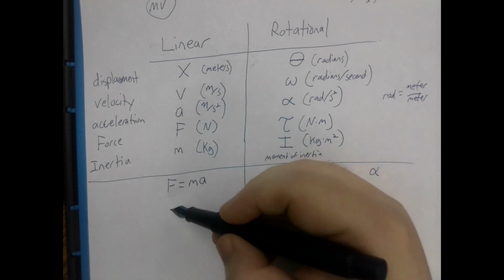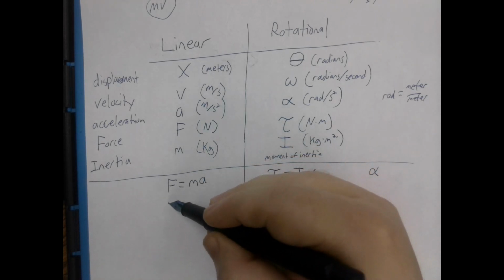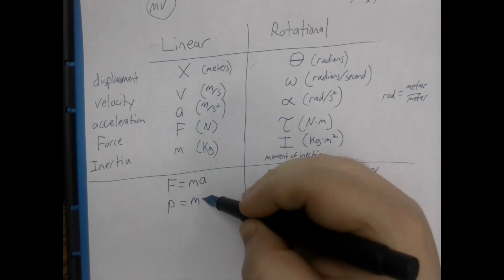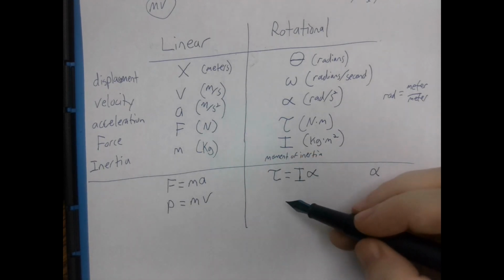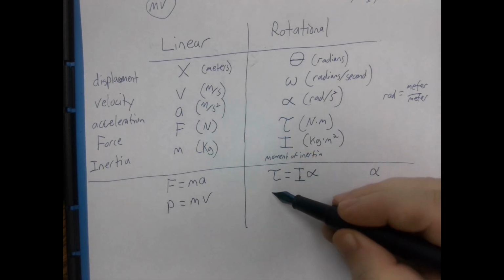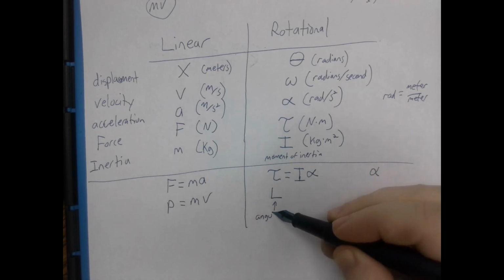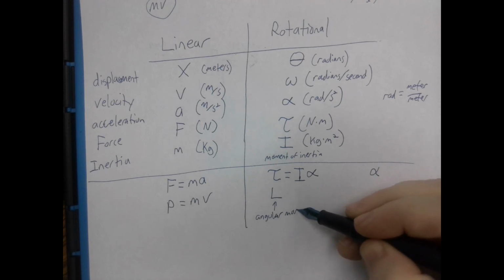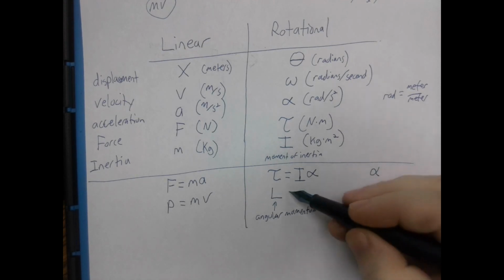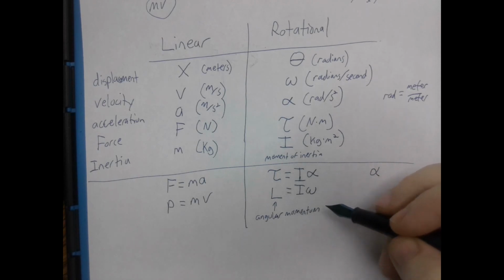We can have momentum. So momentum is equal to mass times velocity. In which case, for here, we have angular momentum. So this is angular momentum. And it would be equal to I times omega.